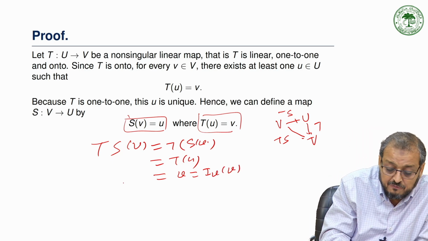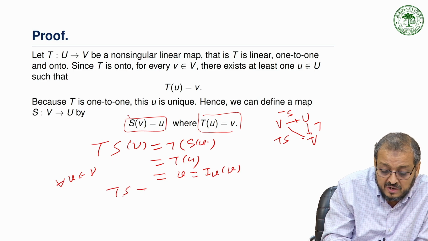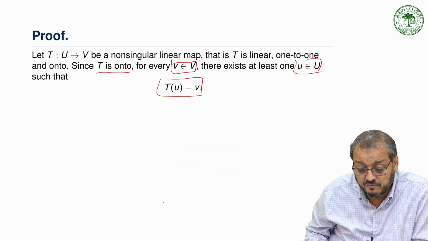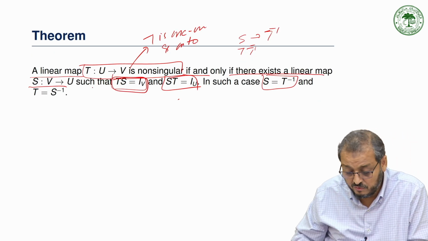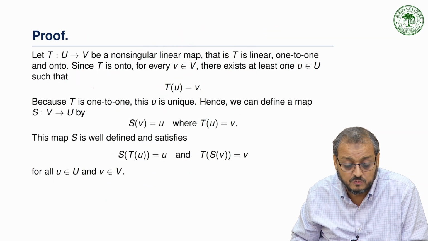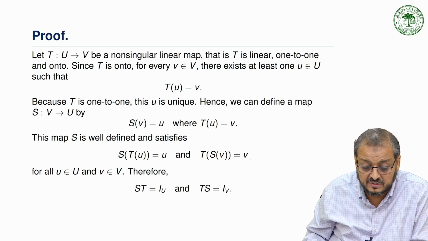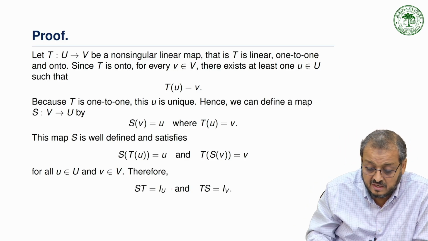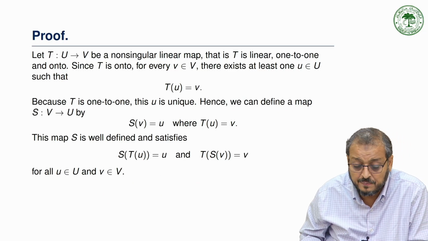Then we can say that for all V belongs to V, this can be written as T of S is equal to the identity on V. So we can say that TS is equal to the identity on V, which we had to prove. So TS is equal to the identity on V.